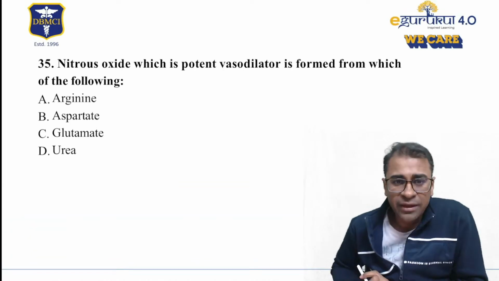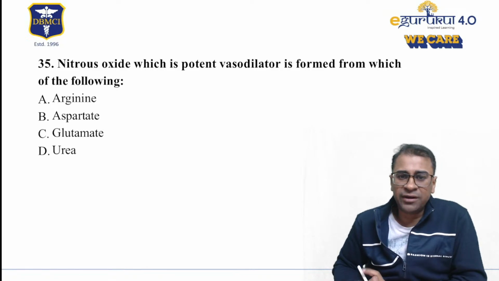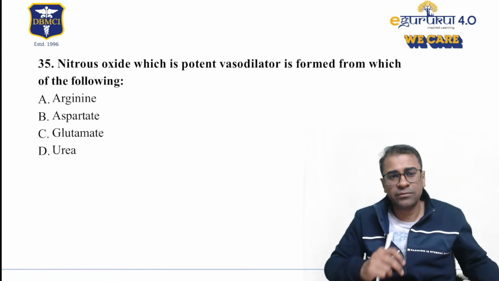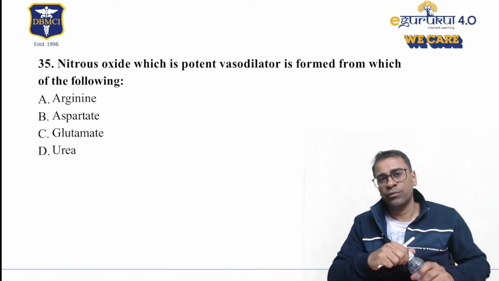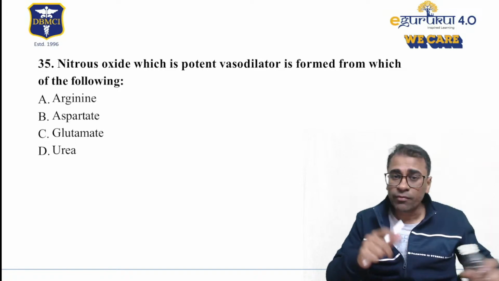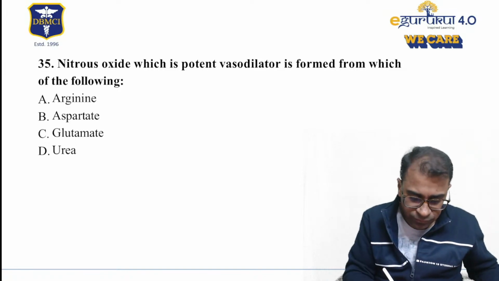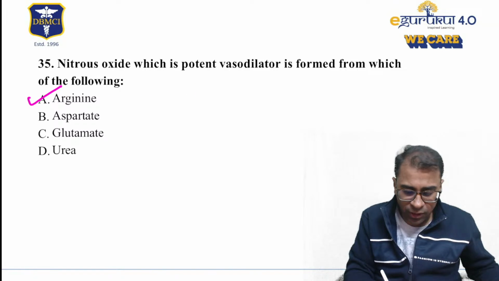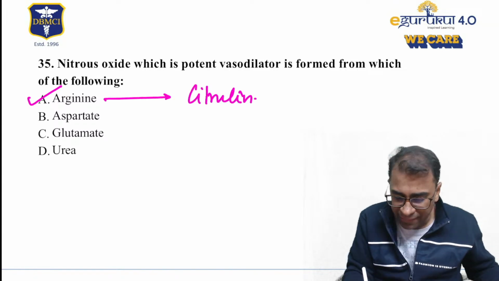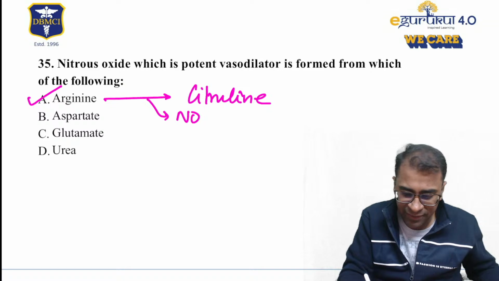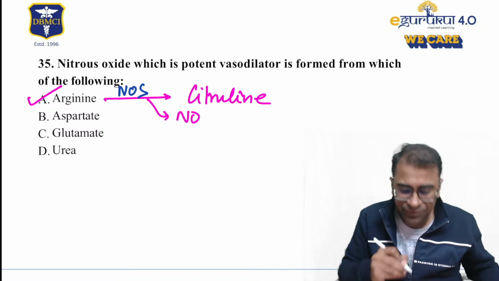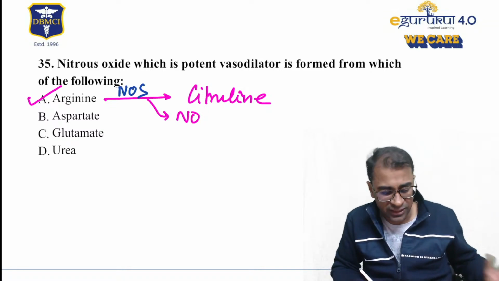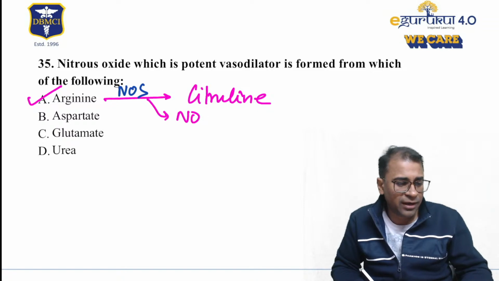Nitric oxide is a potent vasodilator of the following. I know, बताओ. Yes, arginine to citrulline, and this is what makes nitric oxide in the presence of nitric oxide synthase. The answer is A. Burger नहीं रे, Buerger.